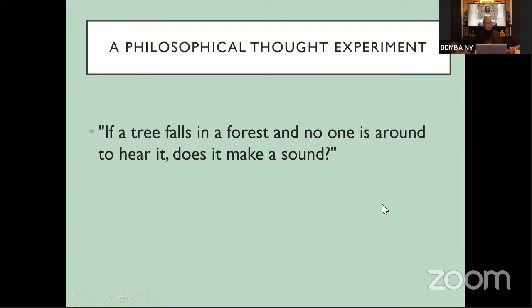Another take-home message is, there is a very famous philosophical thought experiment. Okay, the question is, if a tree falls in the forest and no one is around to hear it, does it make a sound? Does it make a sound?